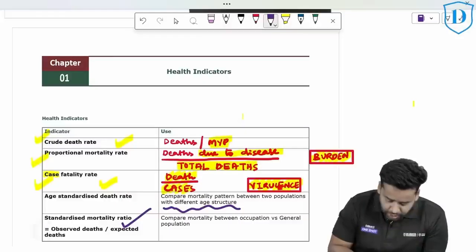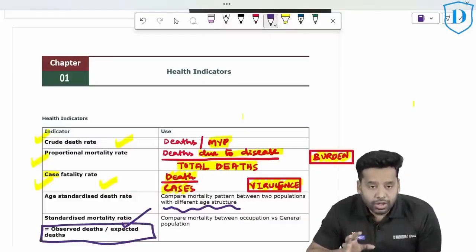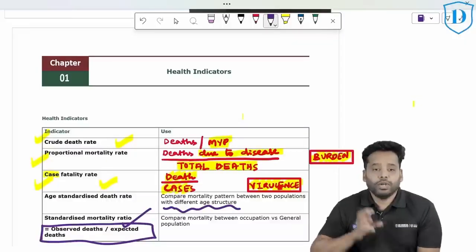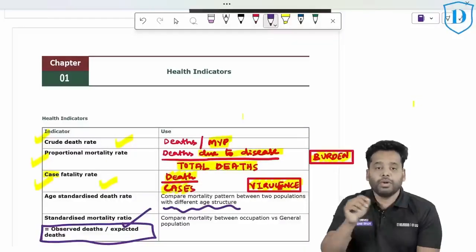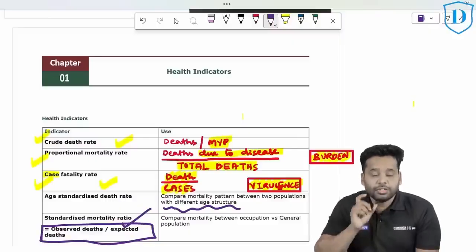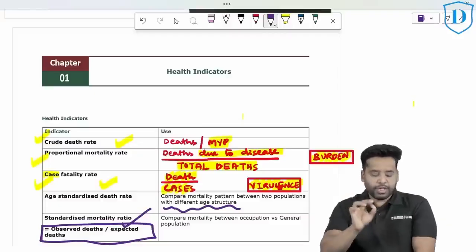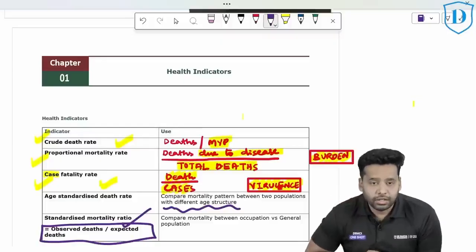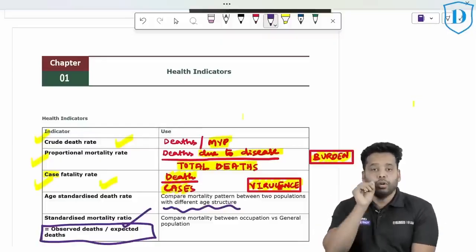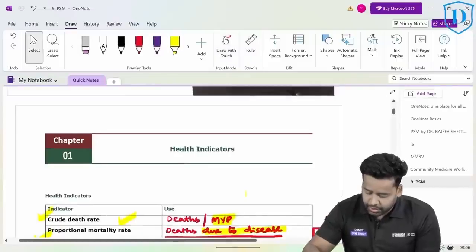What is the formula? Observed deaths by expected deaths, observed deaths in that population. For example, coal workers. What is the observed deaths? We have to check. Divided by expected deaths. Expected deaths is calculated after indirect standardization. I want you to write these words. So what is the formula for SMR? Observed deaths by expected deaths.